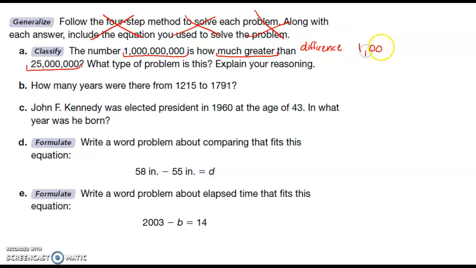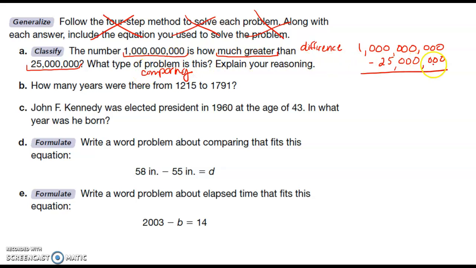What's funny about this, while I'm writing this out, that's million, that's billion, and then we have 25 million, subtract, is that these numbers don't fit in your calculator. So they're going to require you to either write them out or figure out another way of using your calculator. But these are too big for our four function calculators. What type of problem is this? This is a comparing problem.